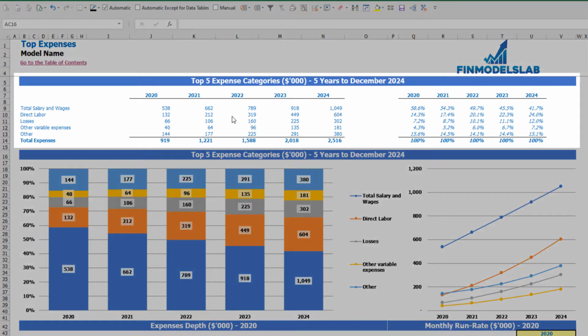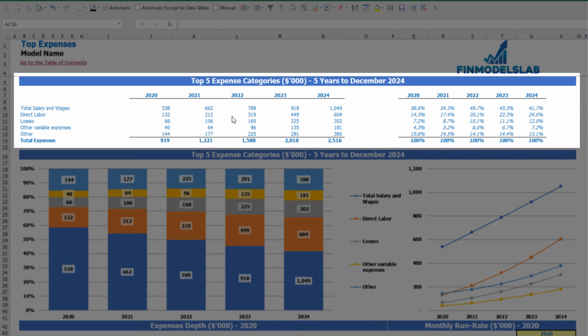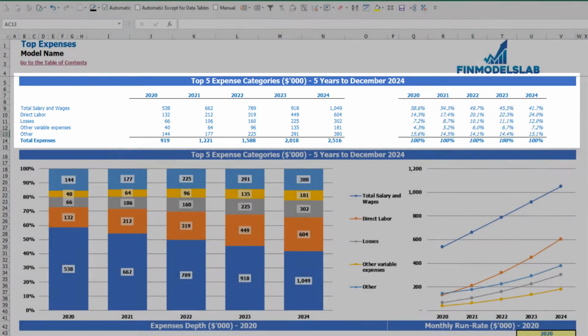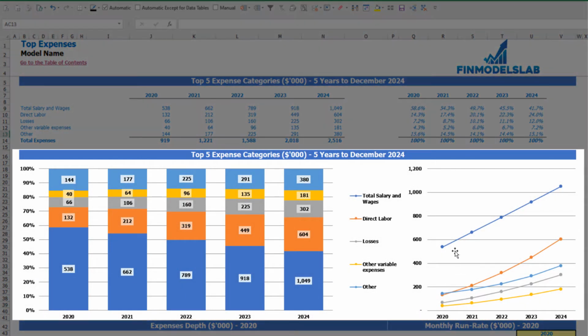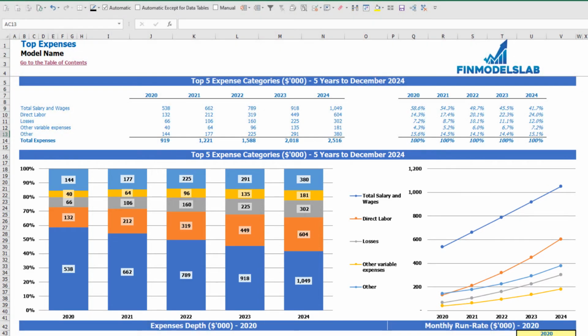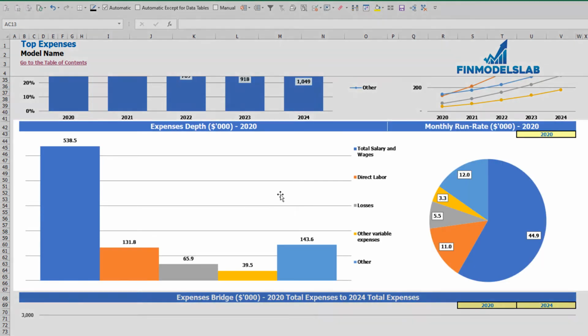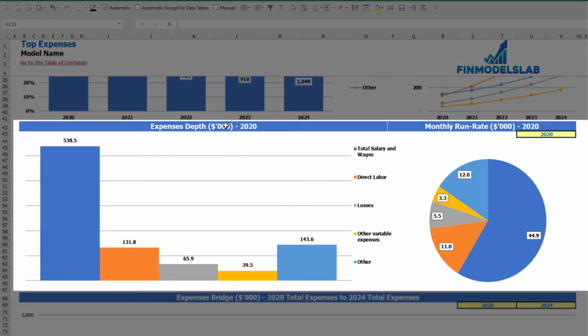On the top expenses tab, you may find the breakdown of top 4 expenses categories, and all other expenses collapsed into other category. You may see the breakdown of absolute values broken down by years with the total below, and also to the right you may see the percentage breakdown of these expenses. The same information you may see on the charts below, which you may find the percentage breakdown and the absolute values breakdown. On the couple of charts below you may find expenses depth and monthly run rate for selected year.